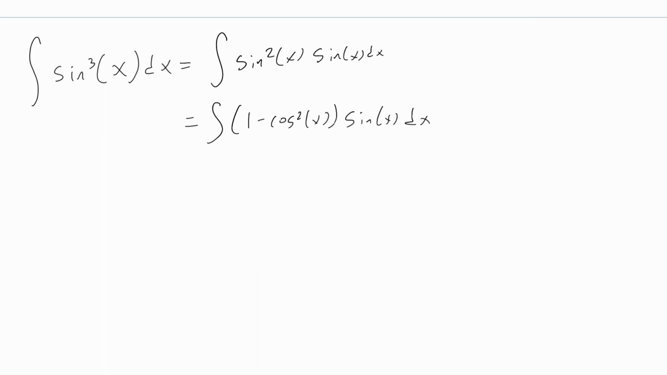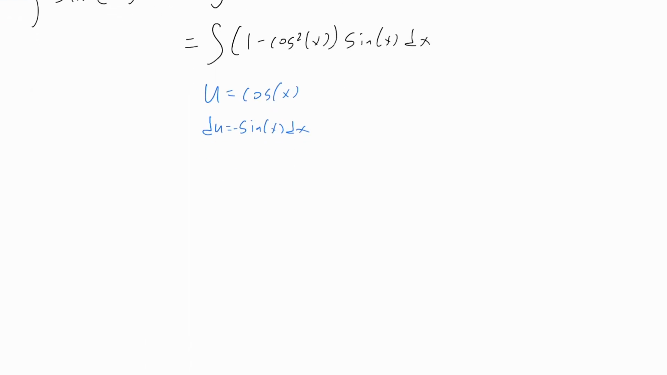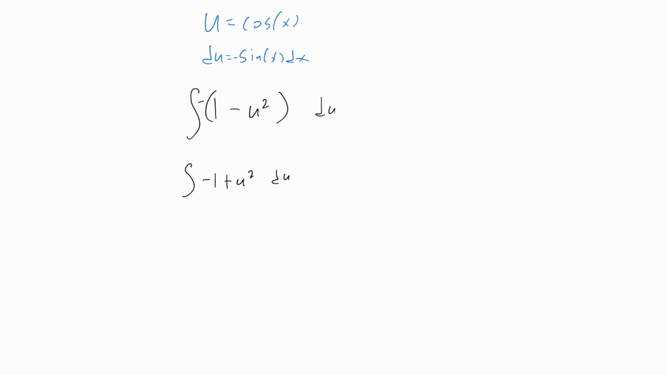And now I can use a u substitution. Let u equal cosine of x, and then du equals negative sine of x dx, and then my integral becomes the integral of 1 minus u squared times minus du. I can bring the minus out front, which is the integral of minus 1 plus u squared du. And this is the type of integral we know how to do.